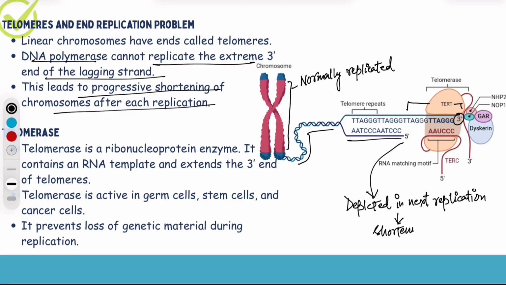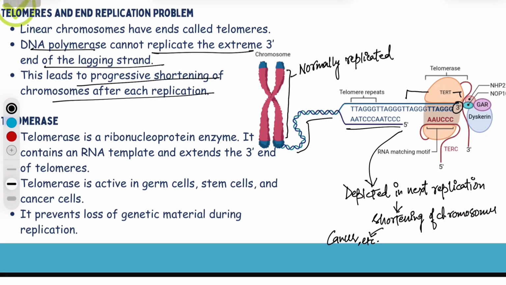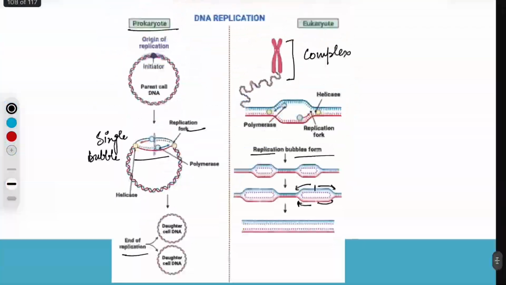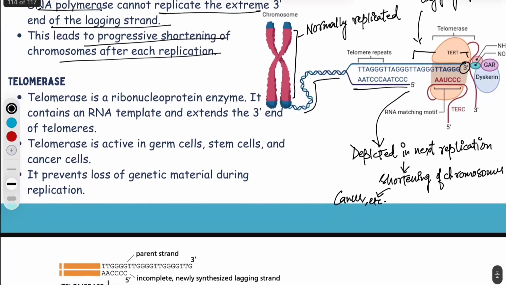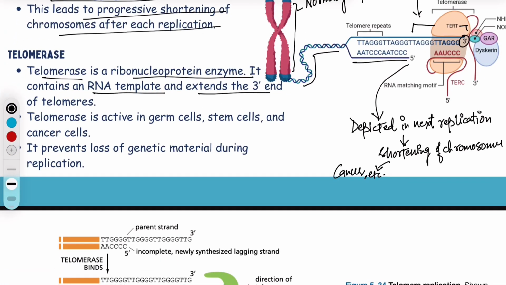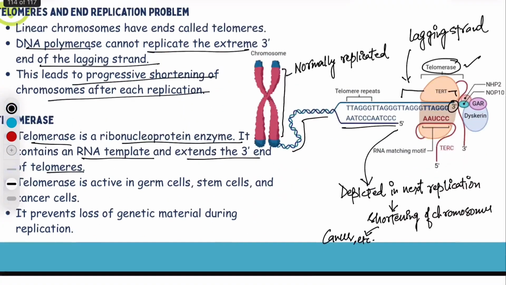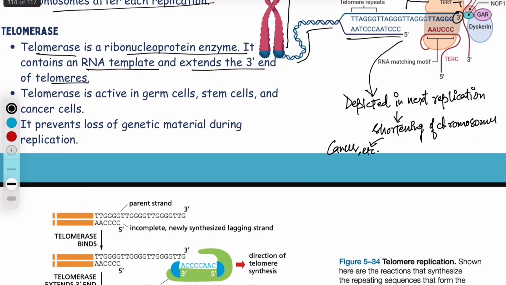This shortening of chromosomes will cause several diseases, and it might lead to cancer-like diseases. So for this, an enzyme is responsible to replicate this portion, which is called telomerase. You need to remember that telomerase works on the lagging strand, where the last fragment stays unreplicated because you can't add a primer to that. Telomerase is a ribonucleoprotein enzyme, meaning it has an RNA template, and it extends the 3' end of the telomeres.